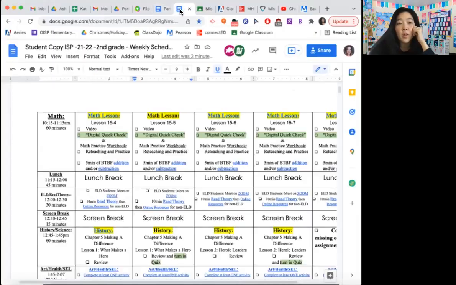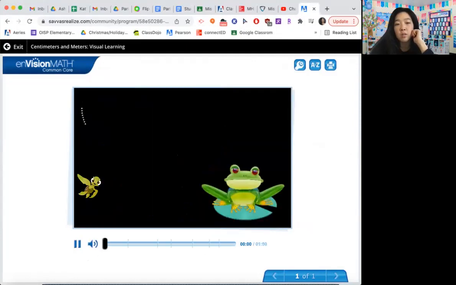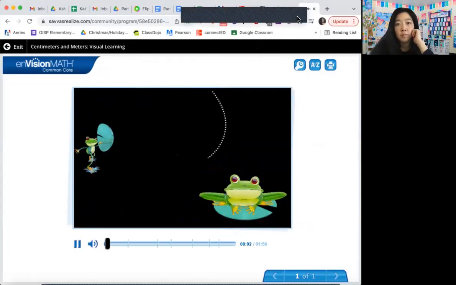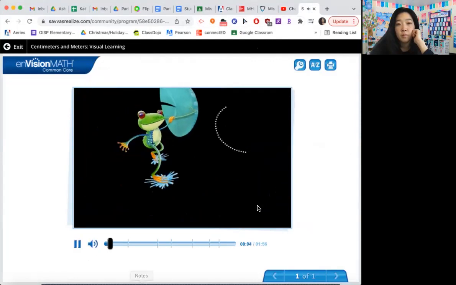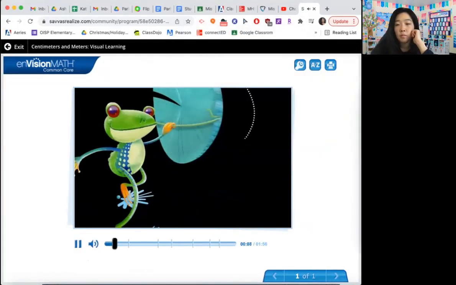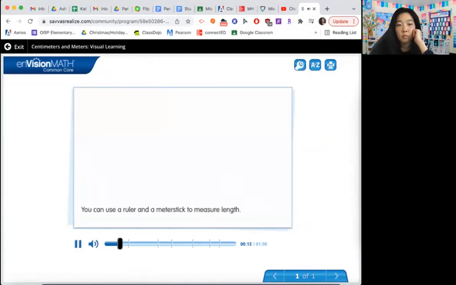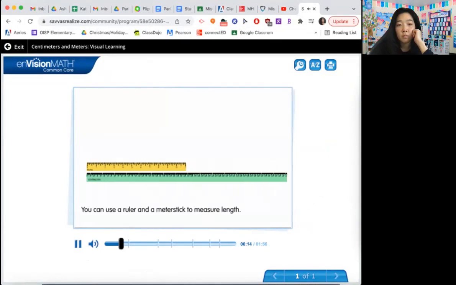We are going to be working on 15-5 in math. We are doing our centimeters and meters visual learning. You can use a ruler and a meter stick to measure length.